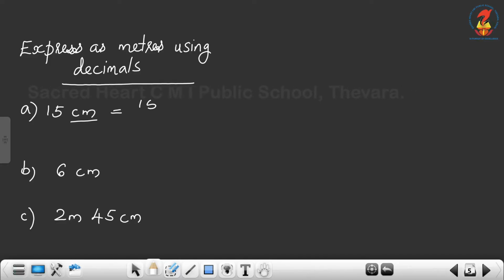So 15 centimeter, 15 by 100. Then what is 15 by 100? After 1 we have 2 zeros. Then 15 is the numerator. Then we have to move 2 digits to the right starting from the unit. 5, then 1, and after that put the decimal point. So the answer is 0.15 meter.